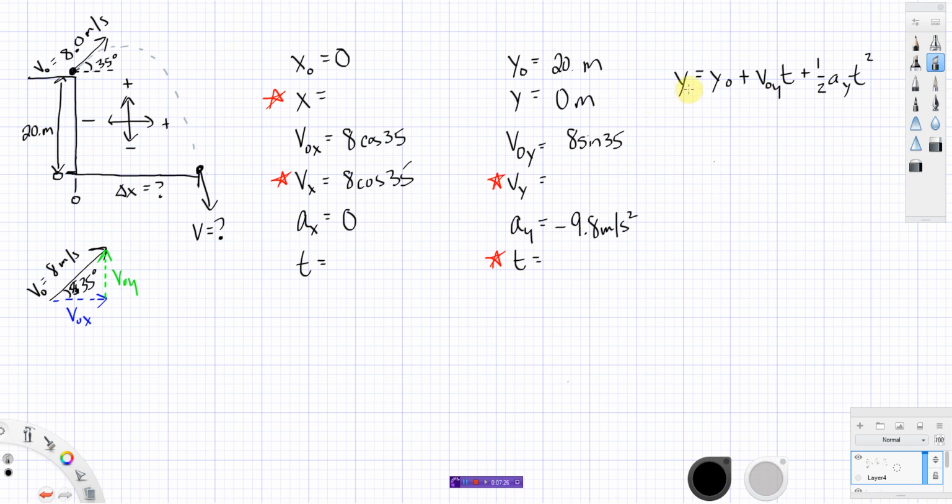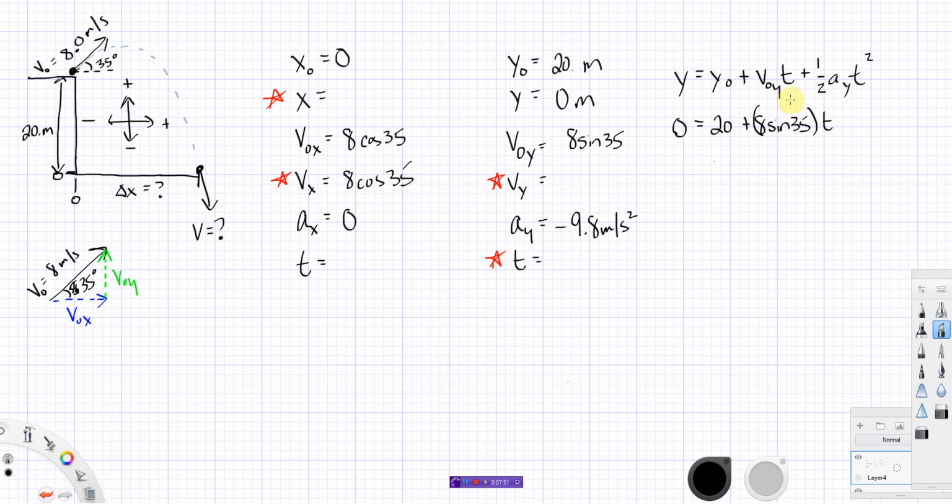All right, so I've got this. If I plug in what I know, it will look like this. By the way, 8 sine 35, you're totally welcome to find out what that is and make it a decimal and keep it there. I tend to leave things as 8 sine 35 just to avoid rounding error, but you can totally work it out, especially if you save it in your calculator. You know what I mean?